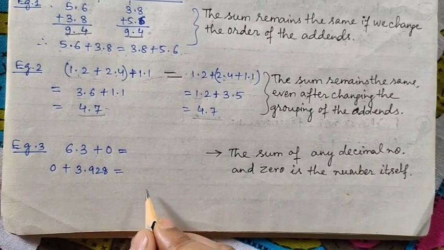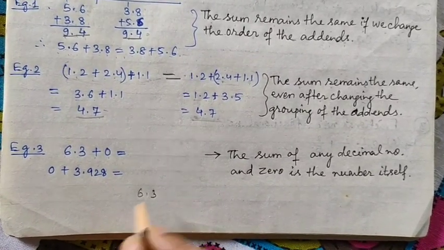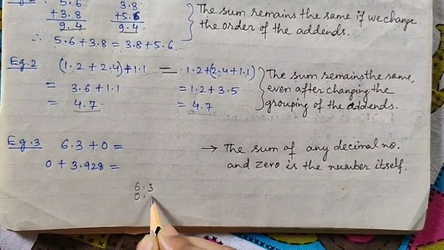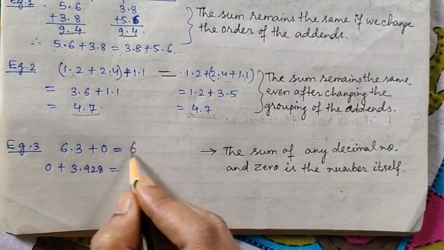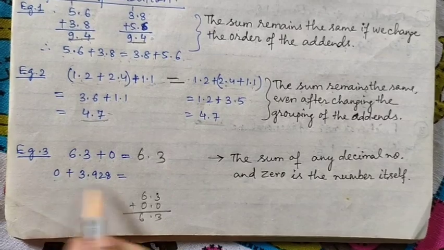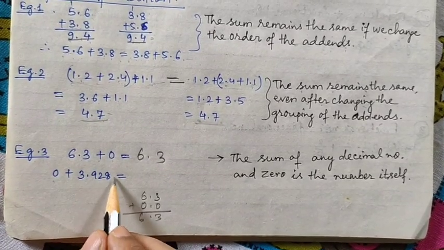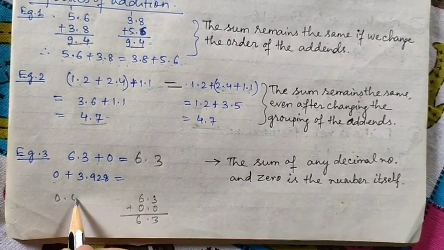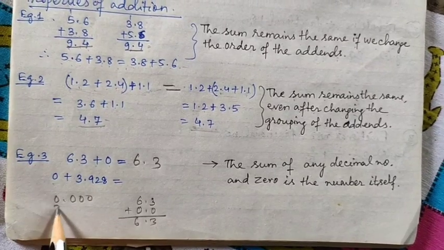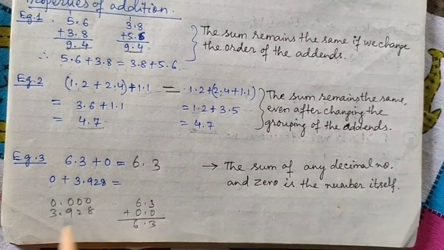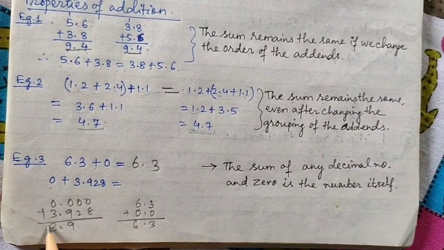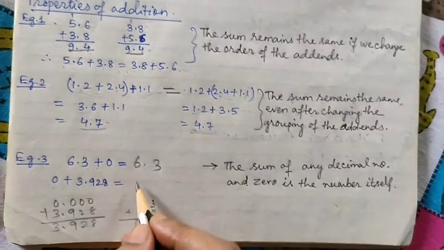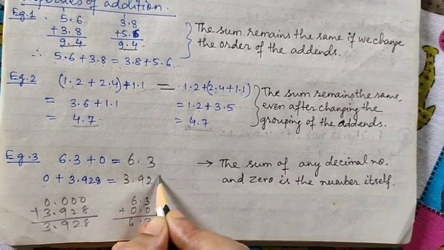Then the third one, 6.3 plus 0. So how do you add it? So 6.3, 0 you can write like suppose 0.0. When you add, it will be 3 and here 6, again 6.3. Similarly, if you add 0 plus 3.928, so 0 you can write 0.000 and 3.928. When you add, you will get same 3.928. So answer is 3.928.